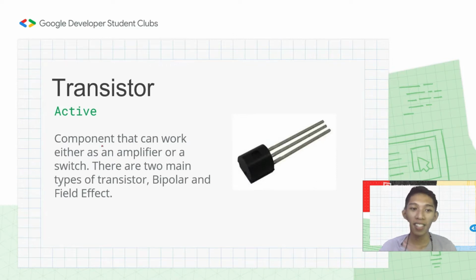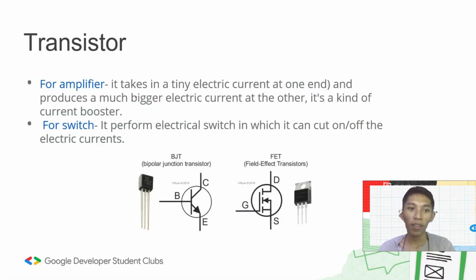And last is the transistor. So a transistor is an active component that could be either an amplifier or a switch. So there are two main types of transistor, the bipolar and field effect. So for an amplifier, it takes a tiny electric current at one end and produces a much bigger electric current. So it's like a current booster.